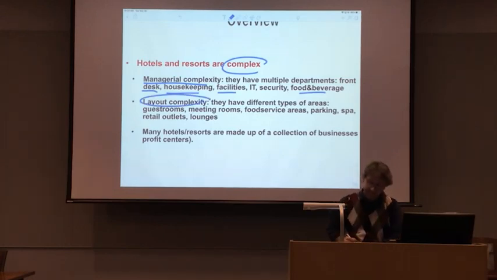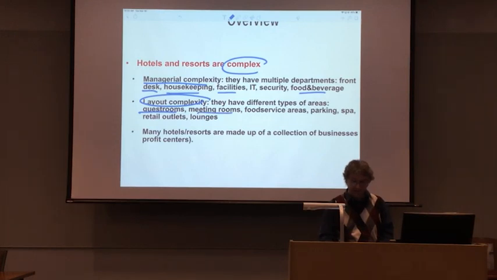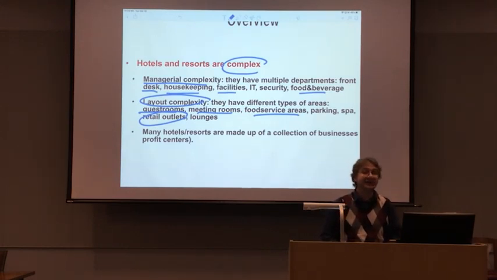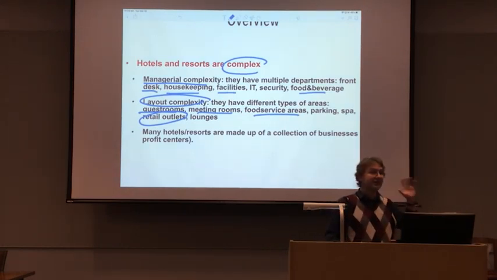There's a layout complexity, right? We have different types of areas. Guest room only areas, meeting rooms, food service area, parking, spa, retail, right? A lot of the hotels are amazing from a retail point of view. One hotel that I remember being at and really enjoyed the retail, although I can't afford most of the items that they sell, is the Hilton Anatole in Dallas. That's an absolutely amazing property, right? So they focus a lot on retail.